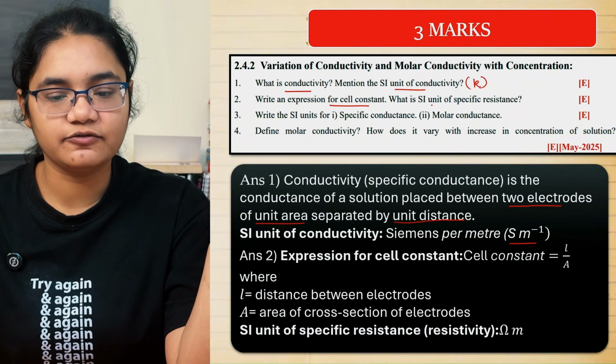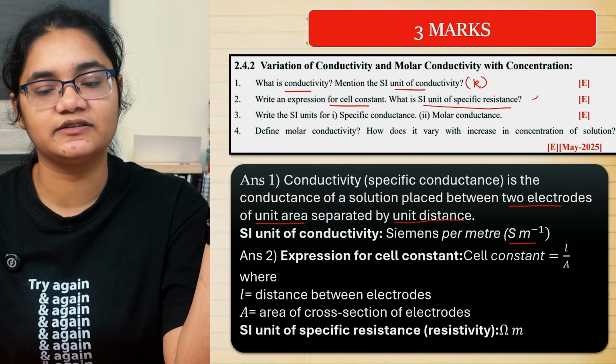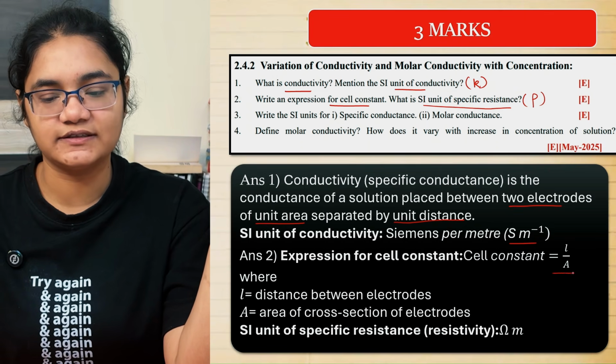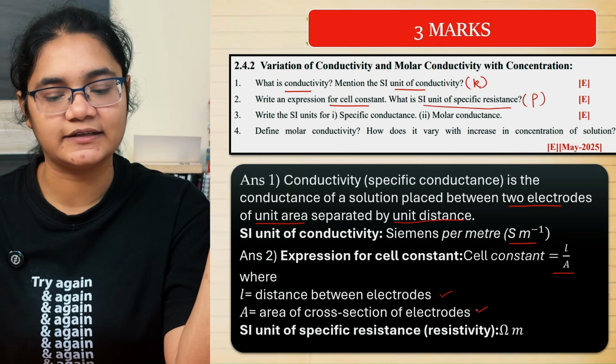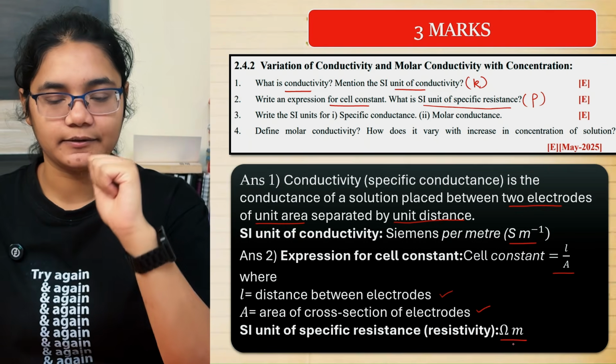Next, write the expression for cell constant and write the SI unit of specific resistance. Again, specific resistance is rho. First of all, expression for cell constant is L by A. L is the distance, A is the cross sectional area. Resistivity unit is ohm meter.